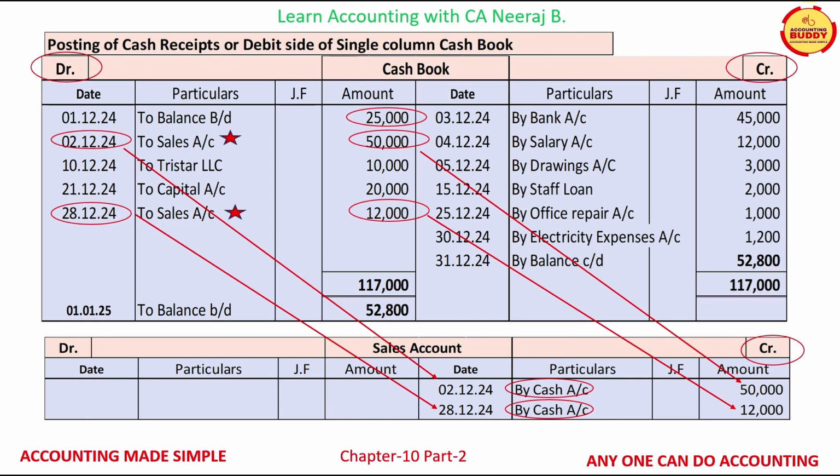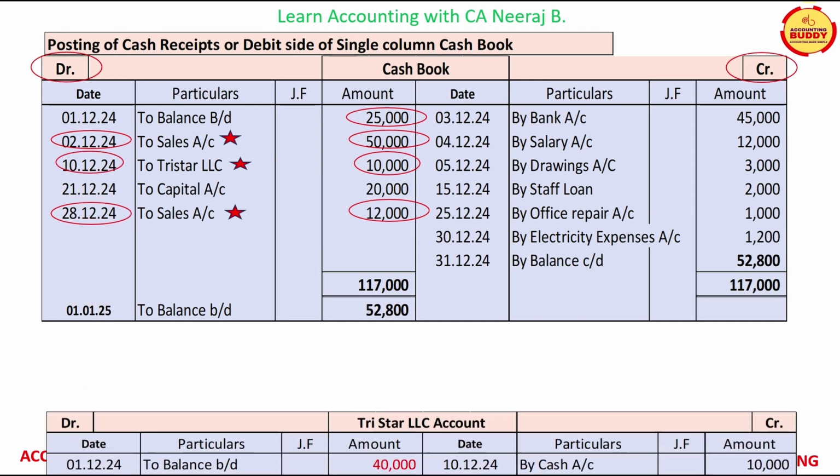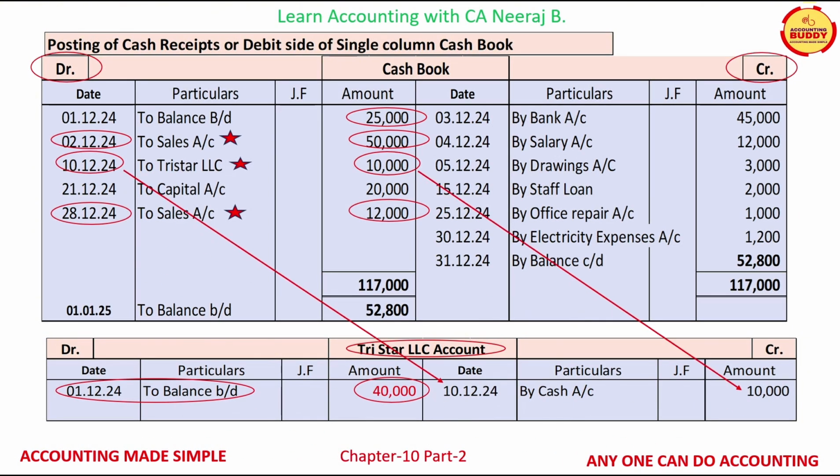Now let us understand the posting of money collected from the customer Messer TriStar LLC for $10,000. On 10th of December, the ledger account of TriStar is appearing on your screens. Since TriStar LLC is a customer, let us assume TriStar LLC owes $40,000 to the business. Now the amount of $10,000 received on 10th of December will be posted on the credit side of the account of TriStar LLC by writing the words "by cash account."